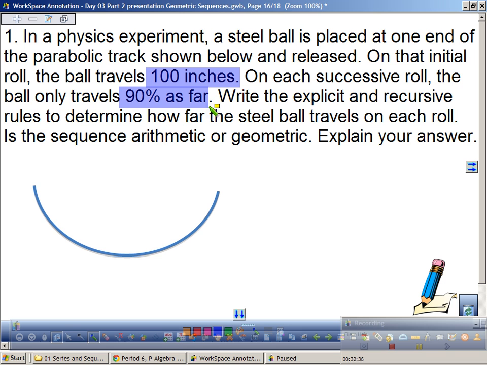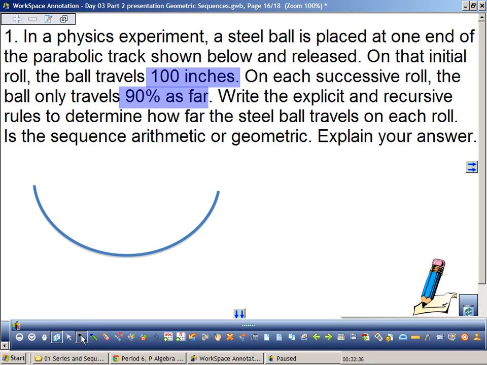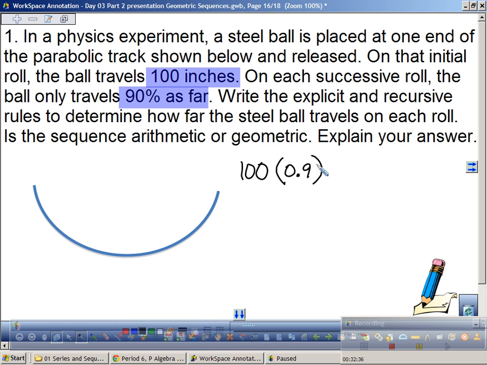Multiplying. 90% of something. If I have 100 and I want 90% of it, I multiply by 0.9. We could say 0.90, but you don't need the 0, right? What is 100 times 0.9? 90. So my first term is 100. The ball rolls down here, and it's 100 inches. This is a sub 1.